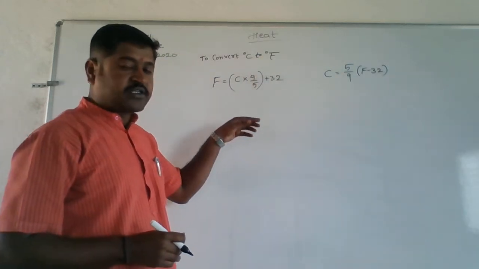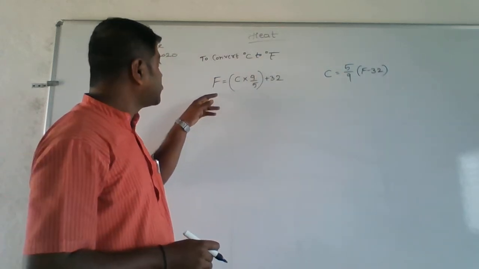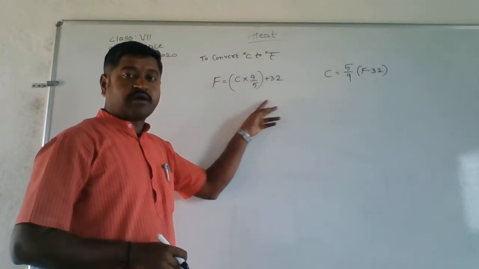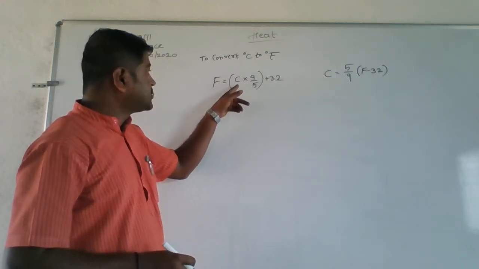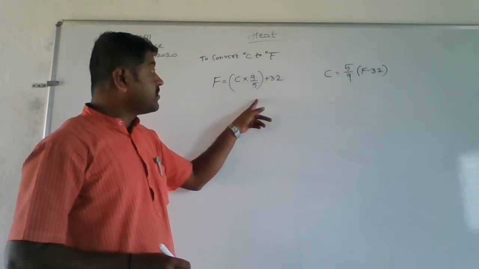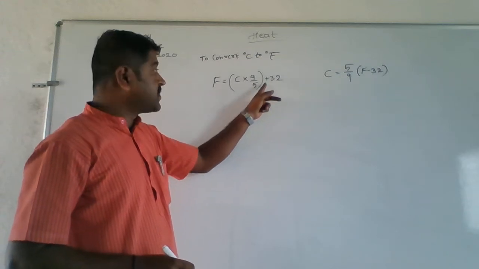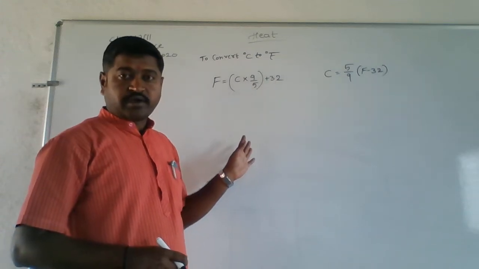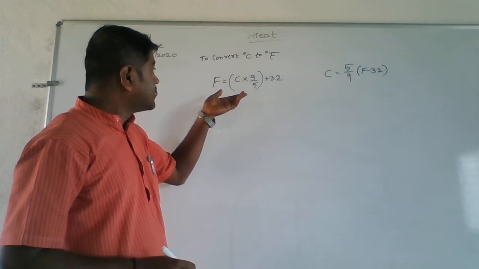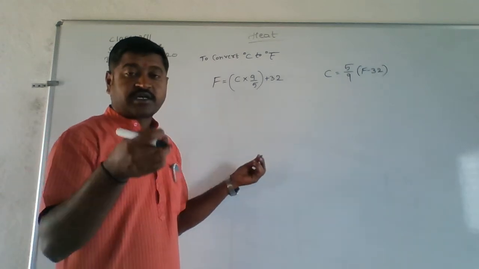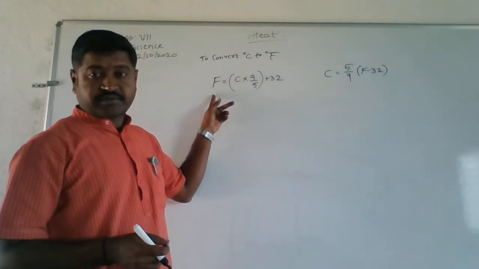So if you want to convert this Celsius scale to Fahrenheit scale, then we have to use this formula. F is equal to C into 9 by 5 bracket complete plus 32. If we use this formula, we will get the temperature in Fahrenheit.